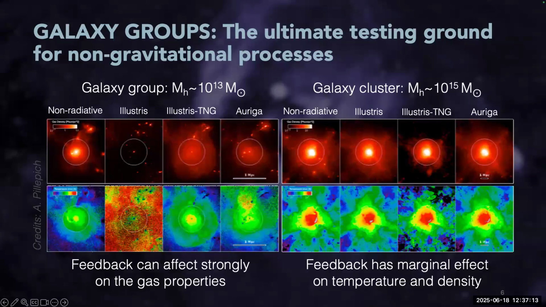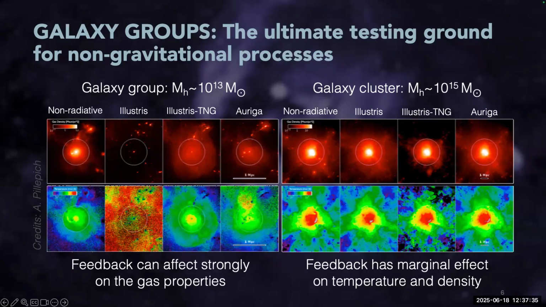So we are able to reproduce properties of the galaxy clusters quite well. You see, for example, to the right, you have 4 different simulations with different physics involved. And generally, the gas density distribution on the top panel or the gas temperature in the bottom panel tells you that galaxy clusters are generally quite well understood.